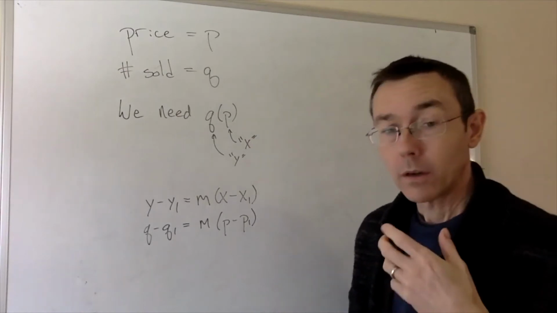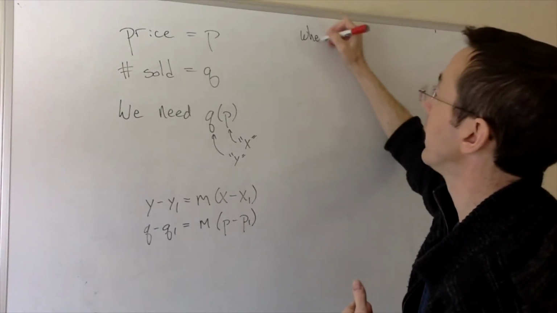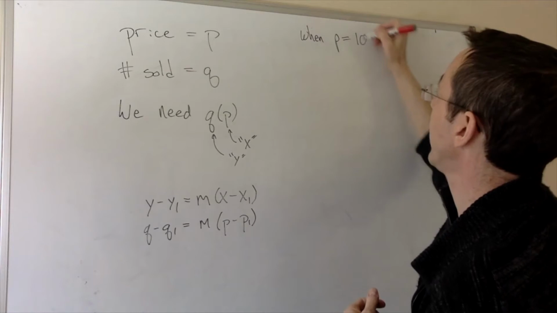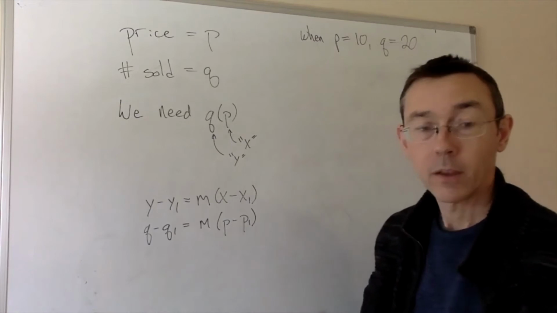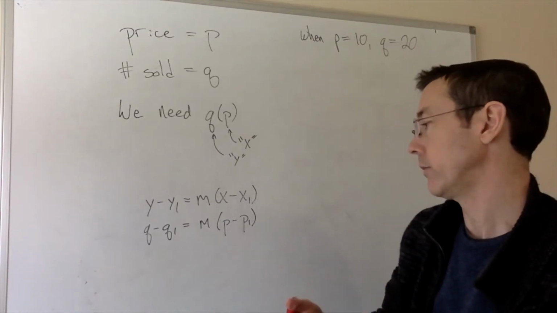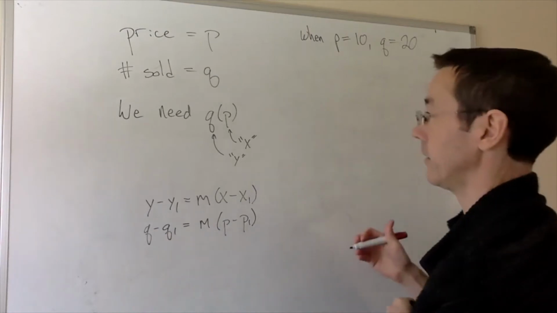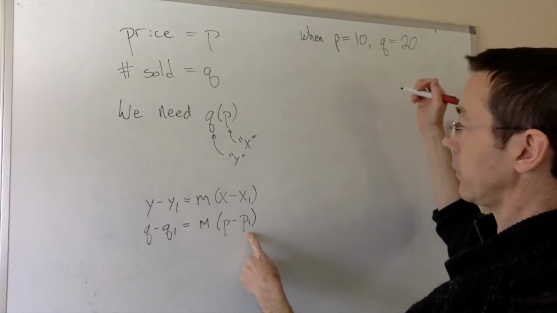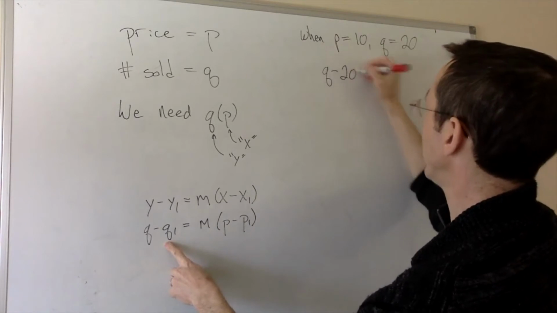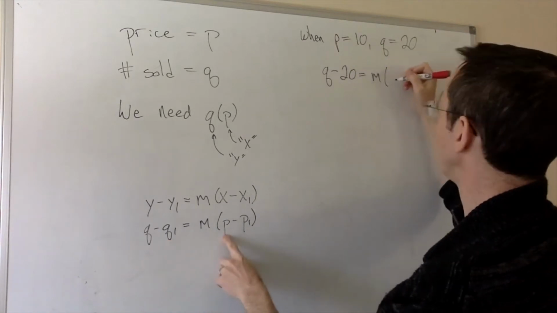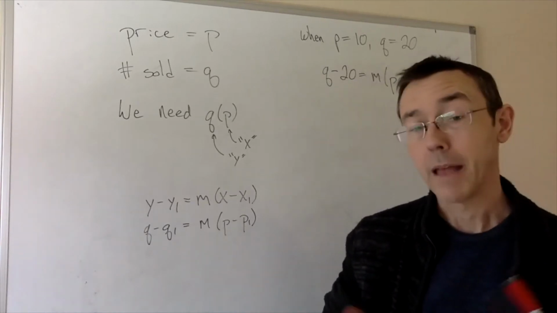Okay, the problem gives us additional information. It tells us that when the price is 10, he sells 20 necklaces. This is my P1, Q1 in this situation, and tells us a point through which this line passes. So let's plug that in. P1 is going to be 10, and Q1 will be 20. So Q minus 20 equals m times P minus 10. Fantastic. Now we just have to find the slope.